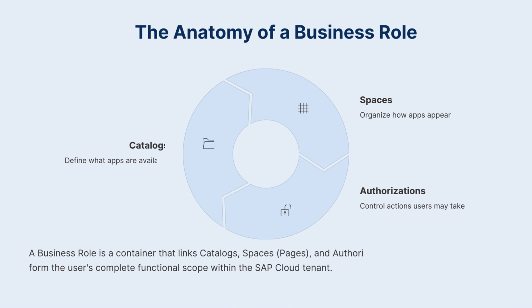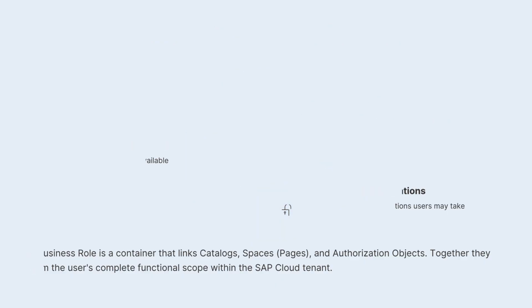The anatomy of a business role. A business role in S4HANA Cloud is like a neatly organized container. It brings together three layers: catalogs, spaces, and authorizations. Catalogs decide what apps the user can access. Spaces and pages define how these apps are presented visually in the Fiori Launchpad. And authorizations decide what actions the user can perform once inside each app. Together, these layers form a tightly controlled yet flexible access structure that keeps users focused and compliant.